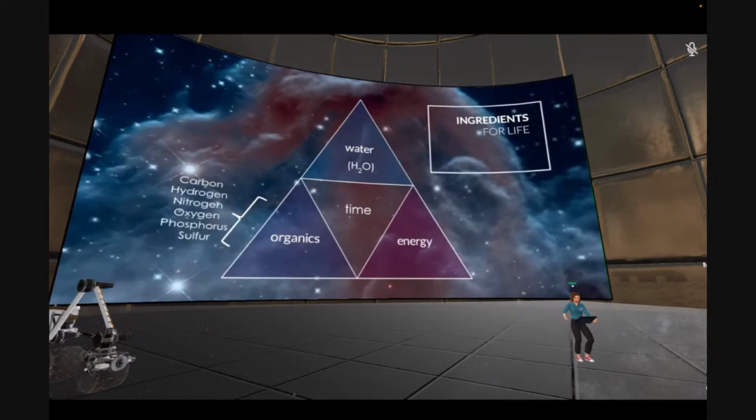So there's some ingredients for life here on Earth that are universal to all life forms. And these are water, energy, and certain organic molecules and atoms, which are namely carbon, hydrogen, nitrogen, oxygen, phosphorus, and sulfur. And then importantly, as far as we know, life also takes a long time to incubate and get going. So it's important to also include time in the ingredients for life.